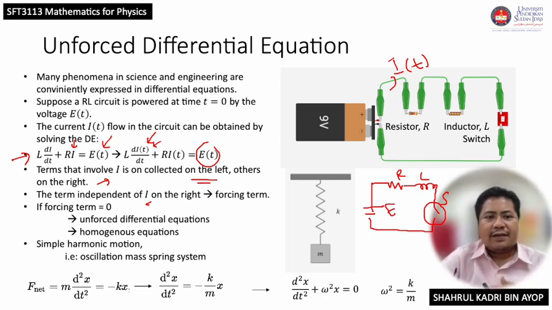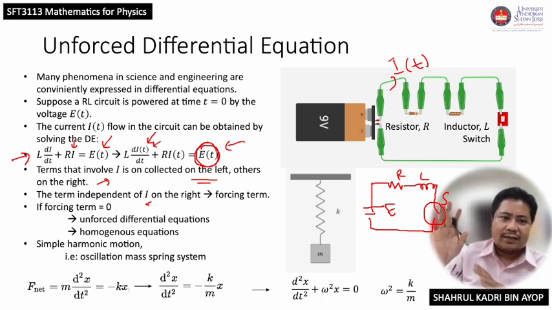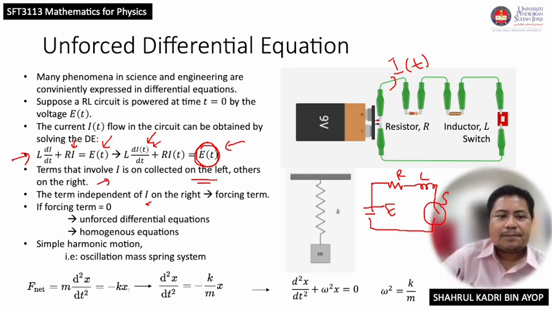Okay, when we have this kind of equation, we can say that this is a forcing term. So everything on the right side is a forcing term. A forcing term is something which gives an external push to the system. Okay, so that is what we call a forcing term.